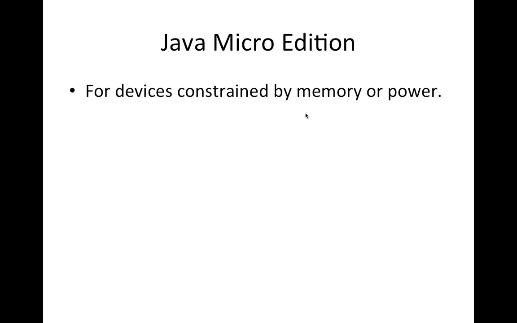Java Micro Edition is used for devices where memory is a constraint. Now, these days, memory is not at all a constraint. That's why we have an OS on cell phones, which can do a lot of stuff. Whereas in the olden days, when the initial version of Micro Edition was rolled out, we couldn't do much. Memory was very limited.